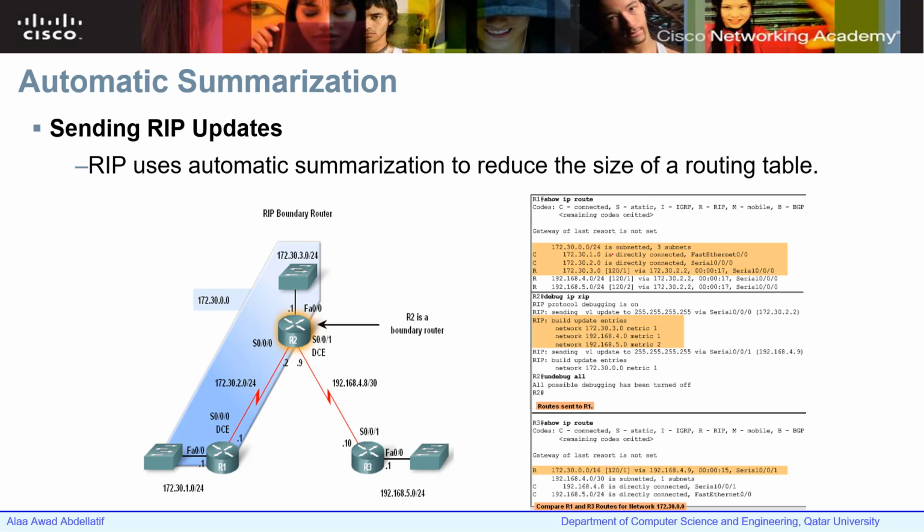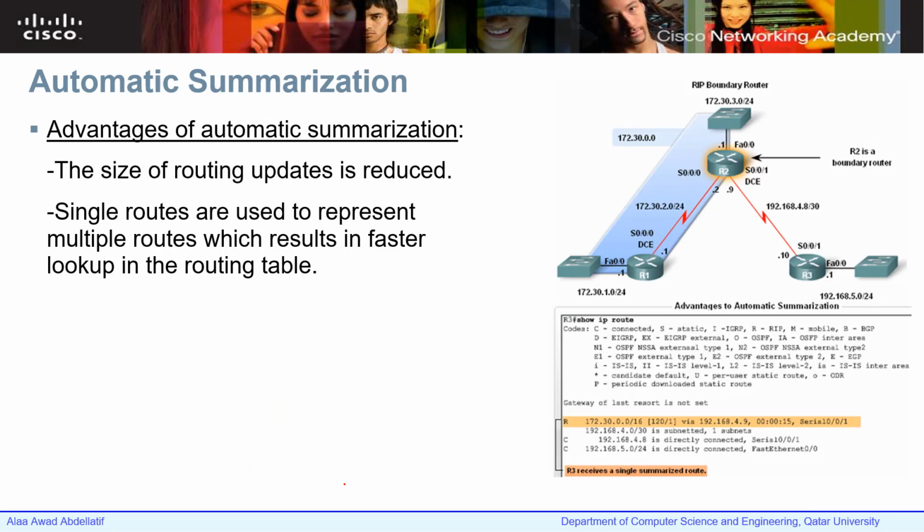RIP uses automatic summarization, and the main reason is to reduce the size of the routing table. So instead of including all IPs, I can include only a classful IP address in R3. The main reason for automatic summarization is to reduce the size of the routing table. So the advantage of automatic summarization is that the size of the routing table is reduced and single routes are used to represent multiple routes. Here, for example, I will consider all this part of the network as a single route while it represents multiple routes inside.